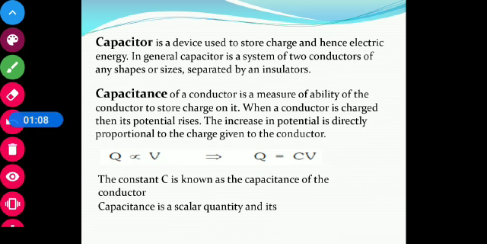Capacitance is a scalar quantity and its SI unit is farad. 1 farad is equal to 1 coulomb upon 1 volt.